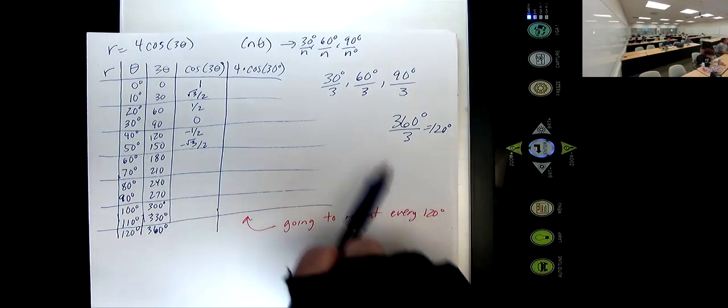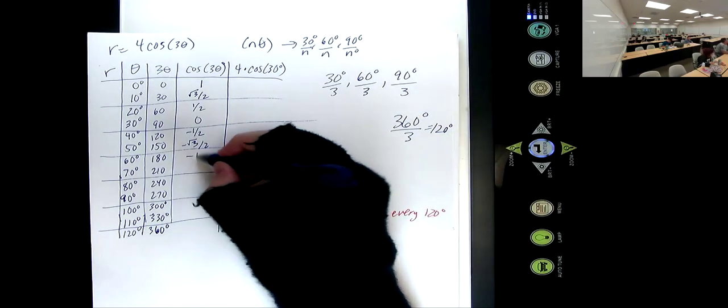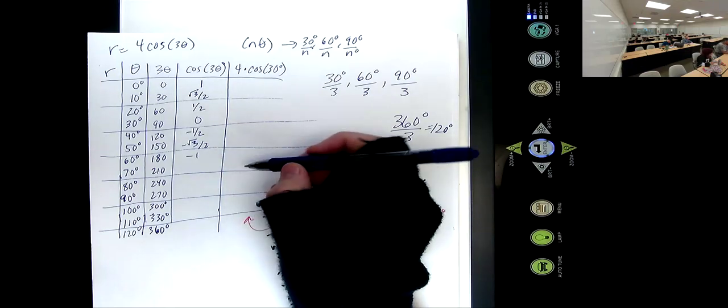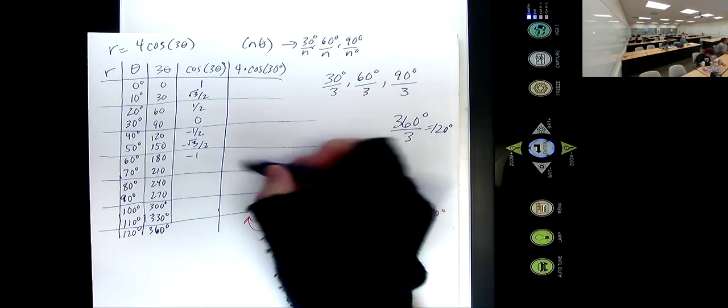You're about to throw up a 0. I know you wanna say 0, it's not 0, it's -1. -1. Give me a second. What about 210? -√3/2. Yes.